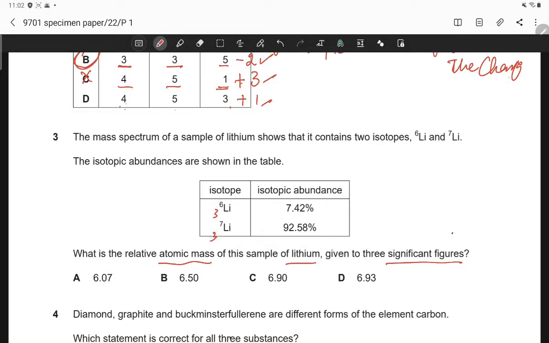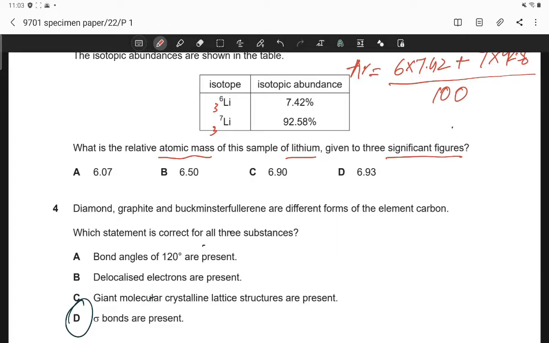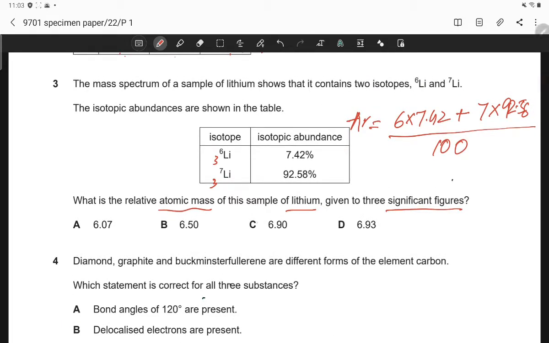So Ar is equal to, we know the formula, lithium 6 multiplied by 7.42 plus lithium 7 into 92.58%, divided by 100. So just use the calculator to calculate this Ar.